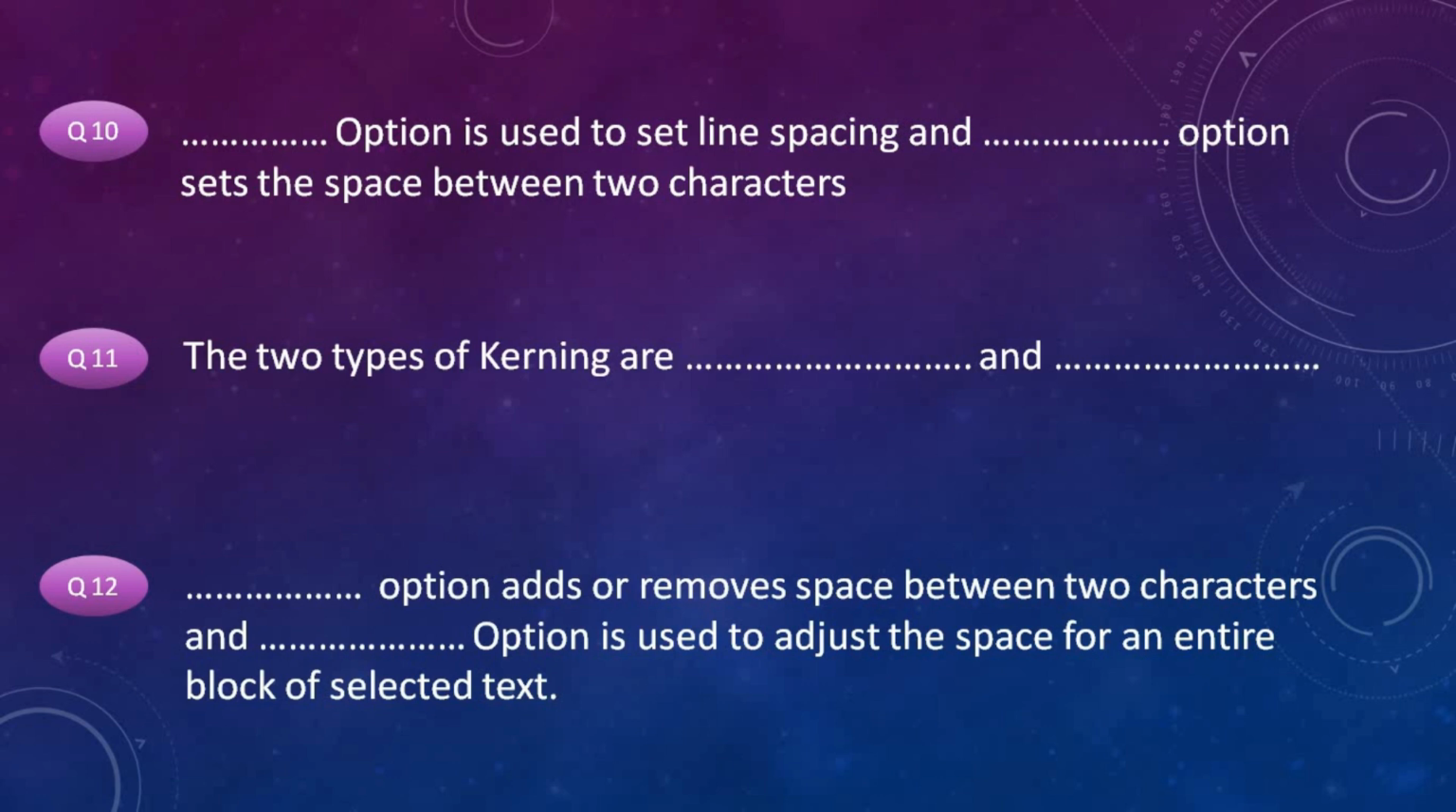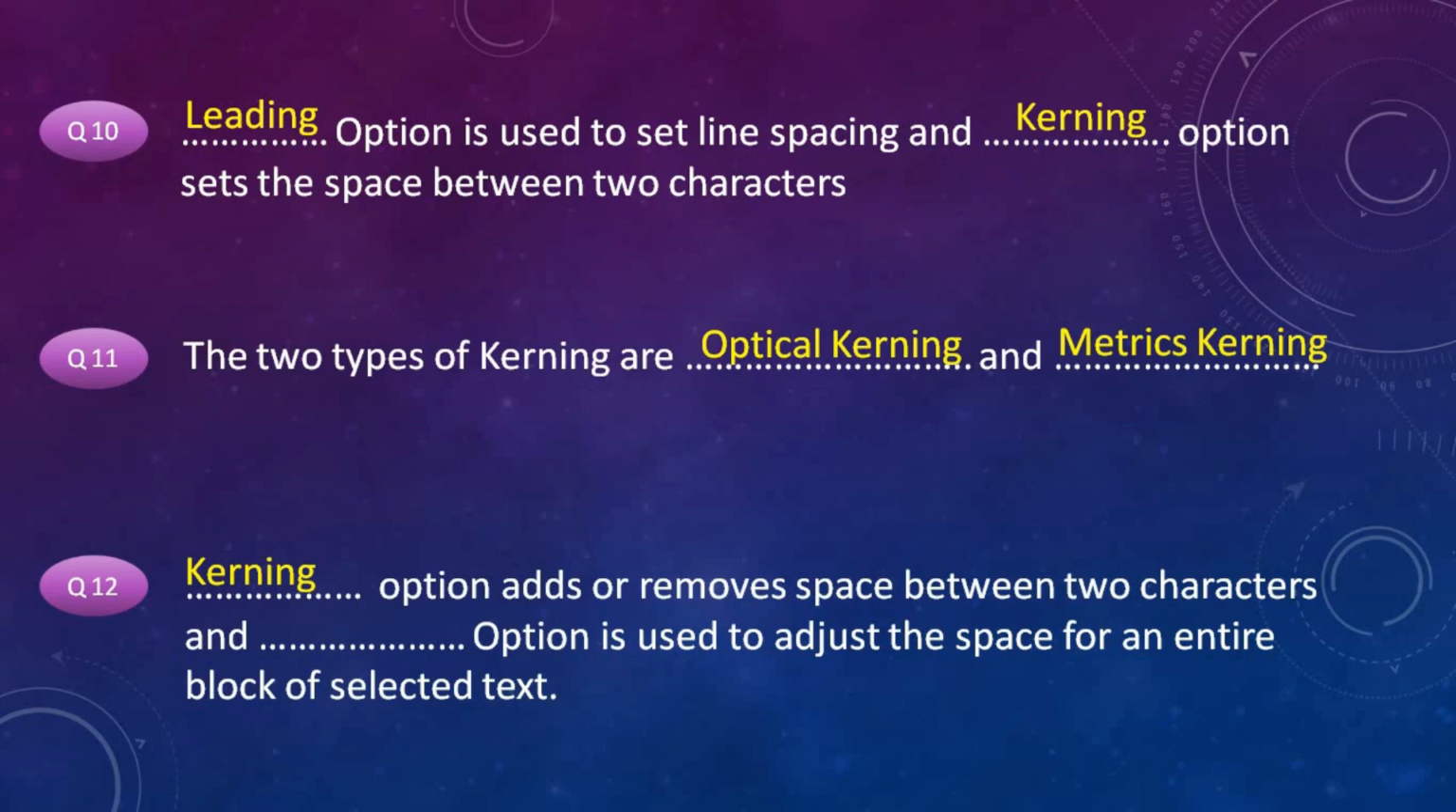The right answer for these questions. Leading option is used to set line spacing and kerning option set the space between two characters. The two types of kerning are optical kerning and matrix kerning. Kerning option adds or removes space between two characters, and tracking option is used to adjust the space for an entire block of selected text.